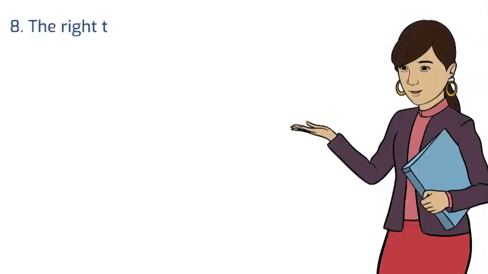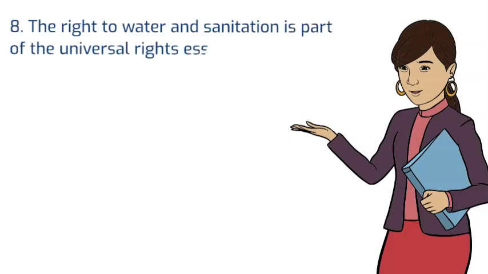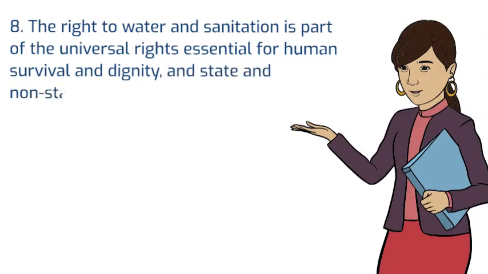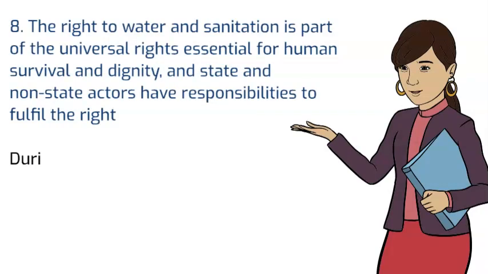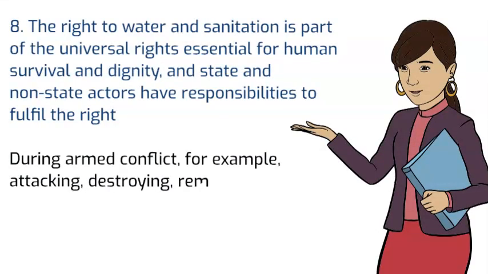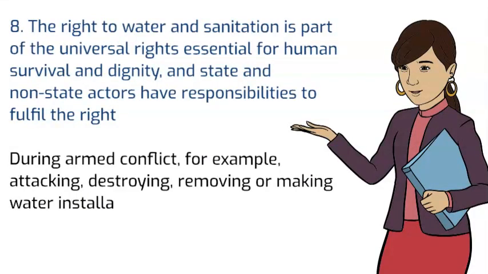Eight. The right to water and sanitation is part of the universal rights essential for human survival and dignity, and state and non-state actors have responsibilities to fulfill the right. During armed conflict, for example, attacking, destroying, removing or making water installations or irrigation works useless is prohibited.